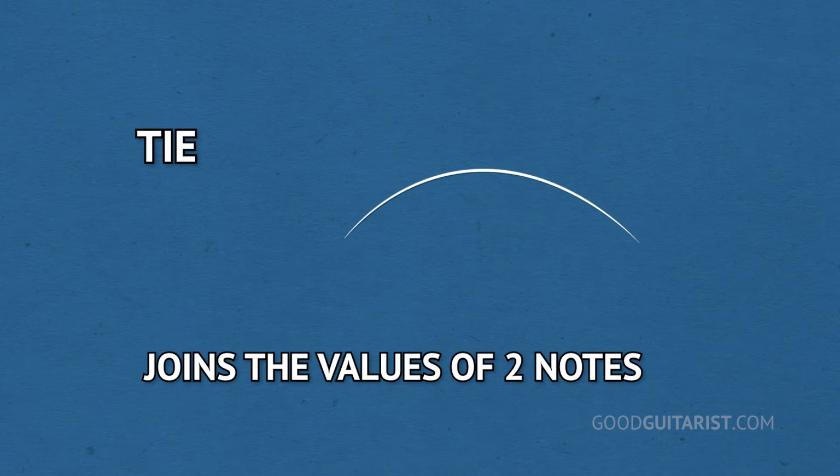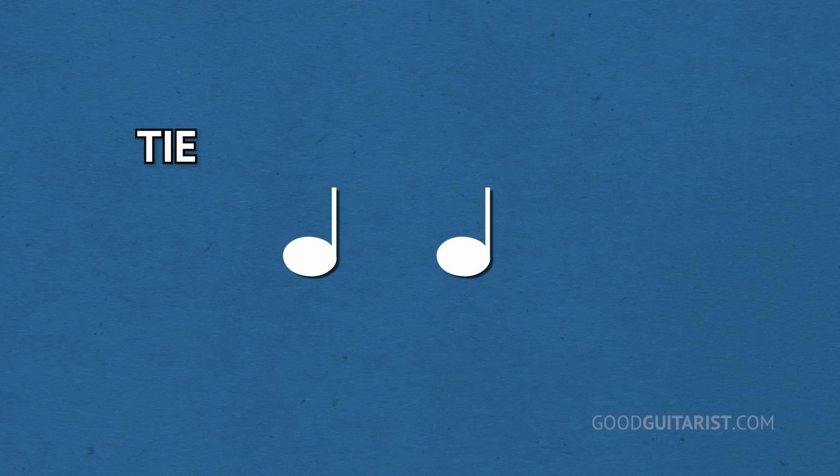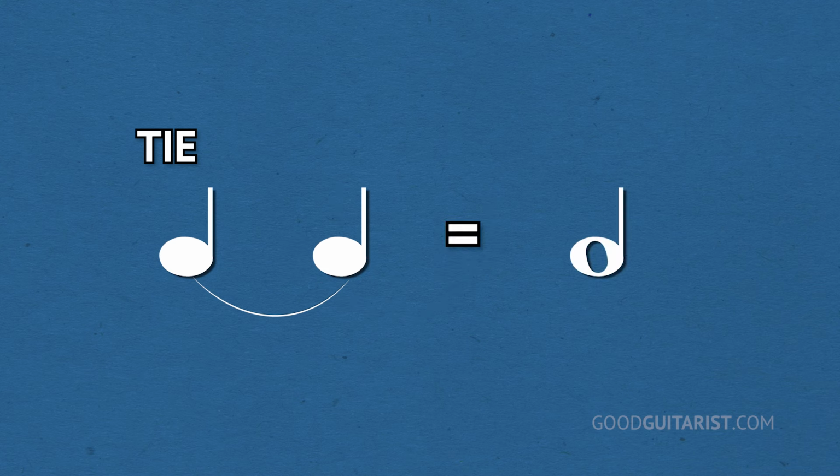One thing that you might see is people using ties, and that just lets you join the value of 2 notes. So if I have 2 quarter notes and I put a tie to tie them together, they end up being a half note. And it's exactly the same as if I wrote a half note. So that is enough to get you started on this.